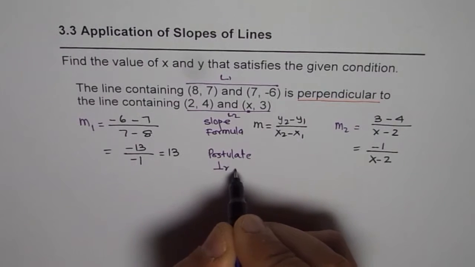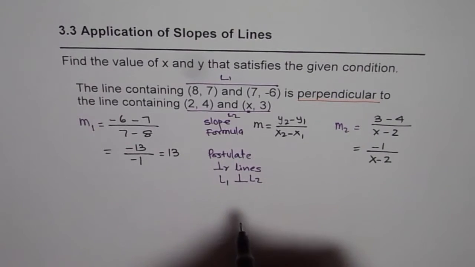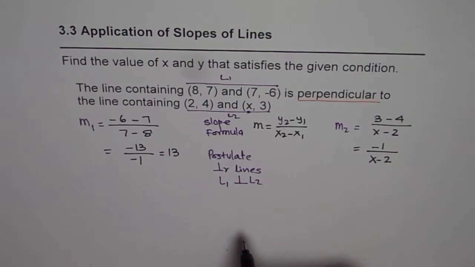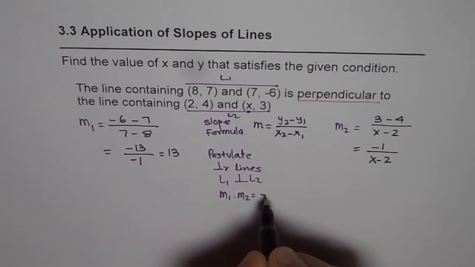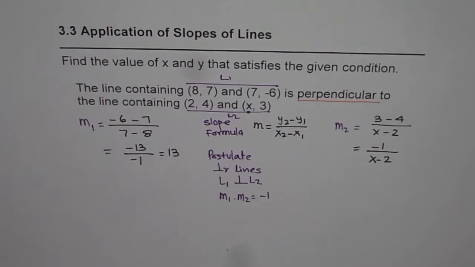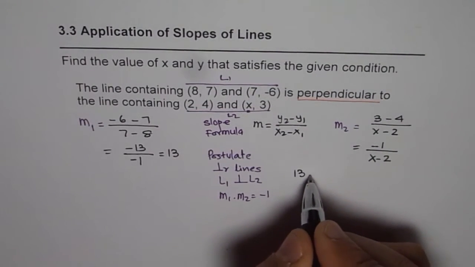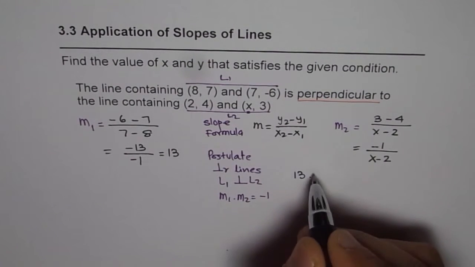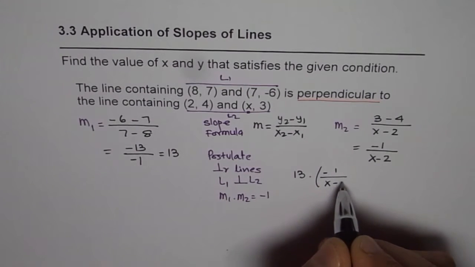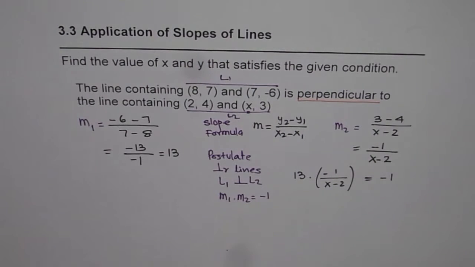for perpendicular lines. If L1 is perpendicular to L2, then the product of slopes should be -1. In that case, m1 times m2 should be equal to -1. That will help us find the value of x. So m1 is 13, so we use 13 times m2, which is -1 over x - 2, and their product should be equal to -1. Do you get the point?